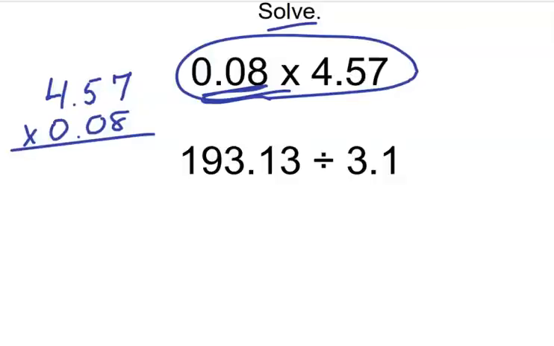So we have 7 times 8, which is 56, right? So we'll put a 5 here, put a 6 down here. 8 times 5 is 40, plus 5 is 45. 8 times 4 is 32, plus 4 is 36, and that's all we have to do.